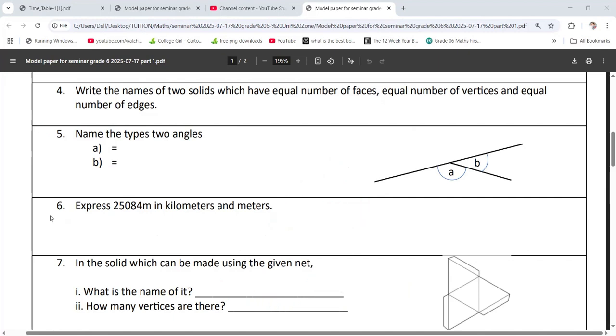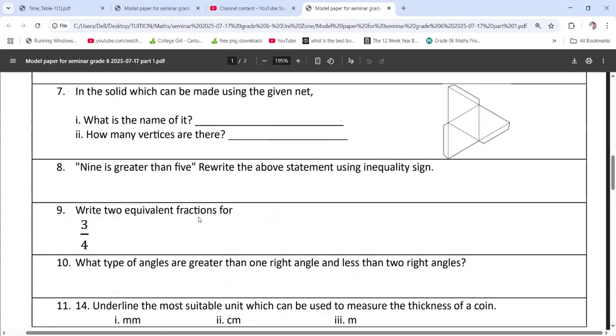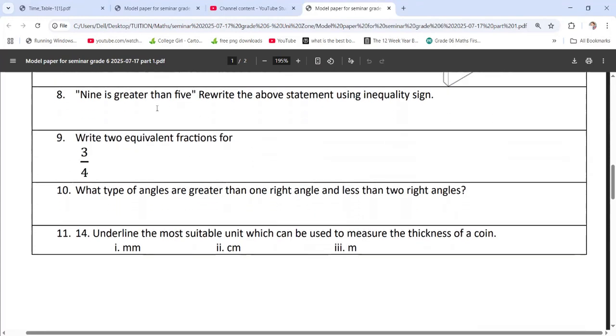Okay. Now let's go to the 8th question. 9 is greater than 5. We write the above statement using an inequality sign. It's very simple, right? You see, 9 is greater than 5, right? You need to know how to use this symbol, this greater than symbol, this is less than symbol, this is equal. So these signs, you must know these signs, right? And if you write 5 is less than 9, then you can write, this is exactly the answer for this, right? 9 is greater than 5.